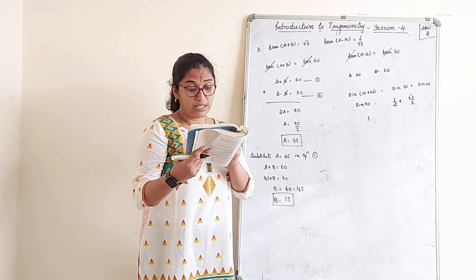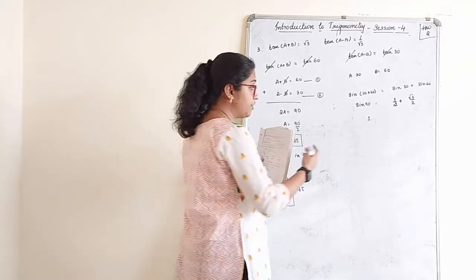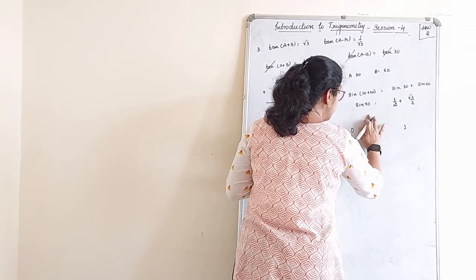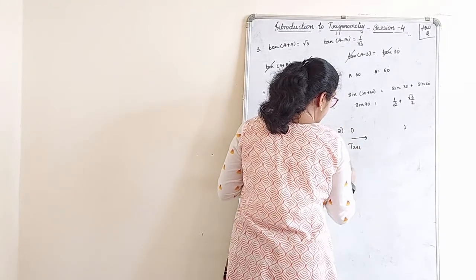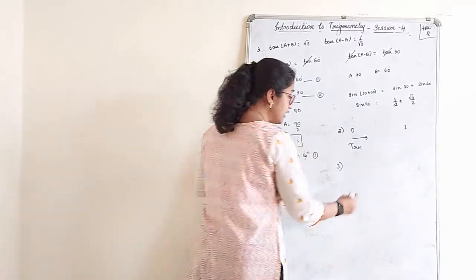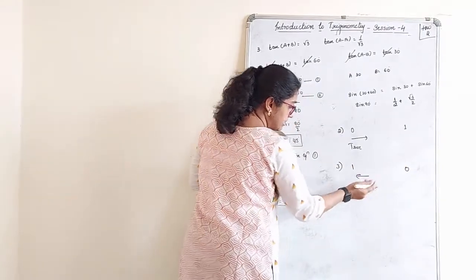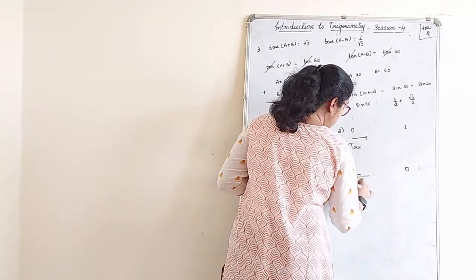The next question: the value of sin theta increases as theta increases. True. The value of sin theta will increase from 0 to 1. So it is increasing. So second one is true. Third one: the value of cos theta increases as theta increases. No. For cos theta it is 1 to 0. That means it is actually decreasing. But they have given here increasing. That means it is false.